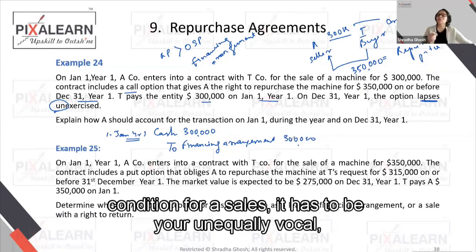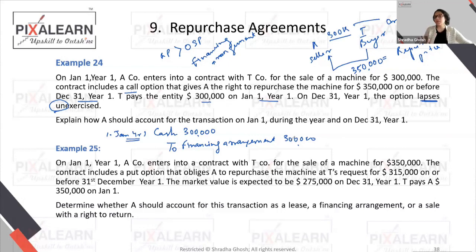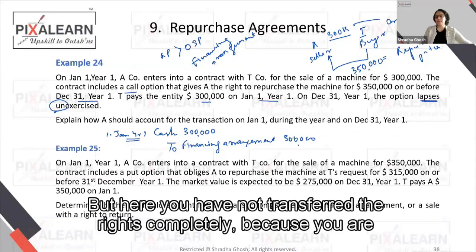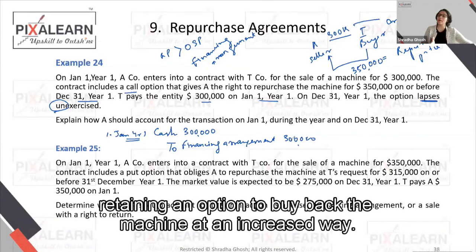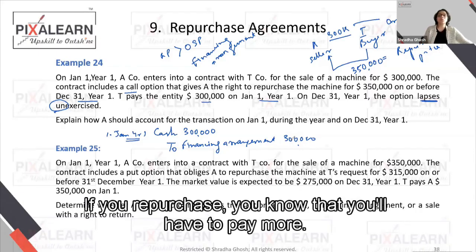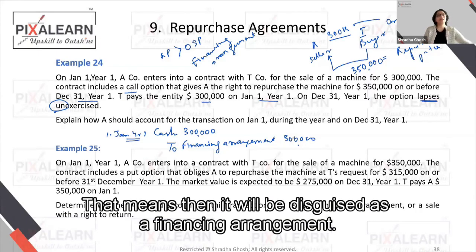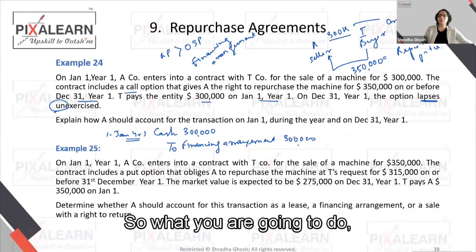The first condition for a sale is that it has to be an unequivocal sale. The rights have to be completely transferred. But here you have not transferred the rights completely because you are retaining an option to buy back the machine at an increased value. If you repurchase, you know that you'll have to pay more. That means it is disguised as a financing arrangement. So what are you going to do?